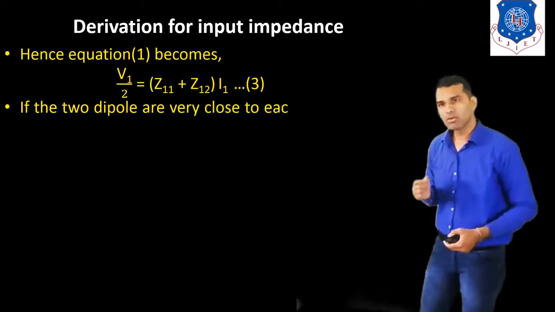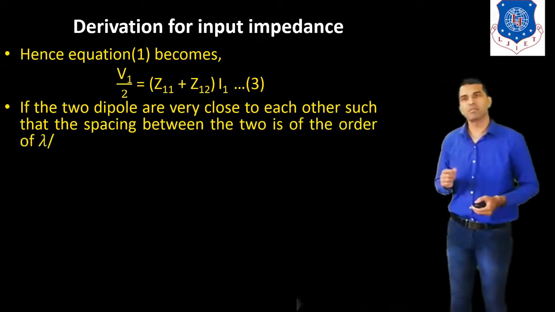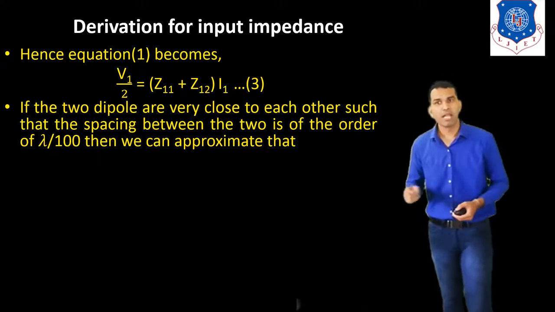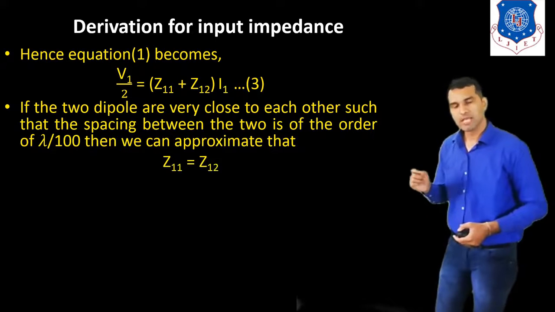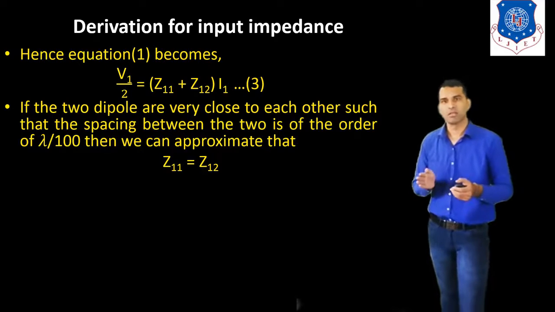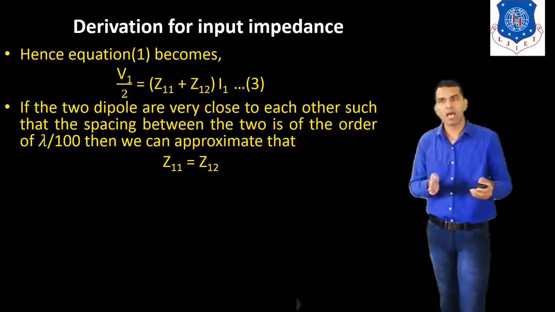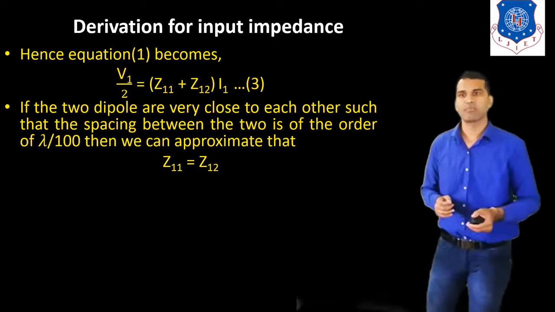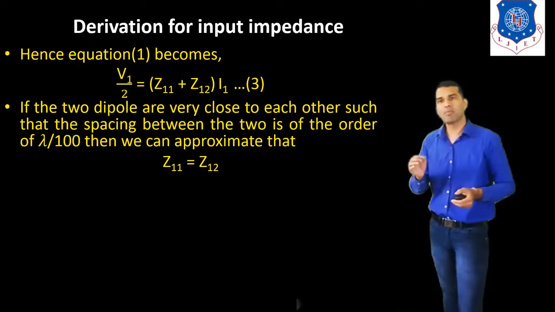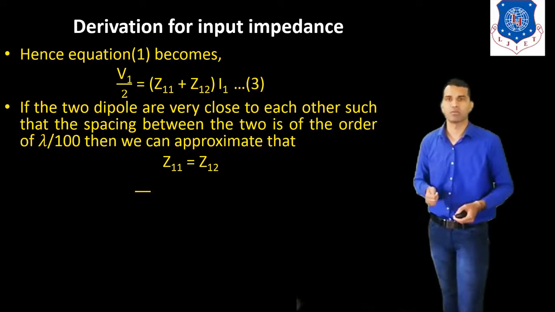Now if the two dipoles are very close to each other such that the spacing between the two is of the order of lambda by 100, then we can approximate that Z11 is equal to Z12. That means if we consider the two dipoles in the folded dipole antenna, and they are very close to each other such that the spacing between them is of the order of lambda by 100, then we can approximate Z11 is equal to Z12.